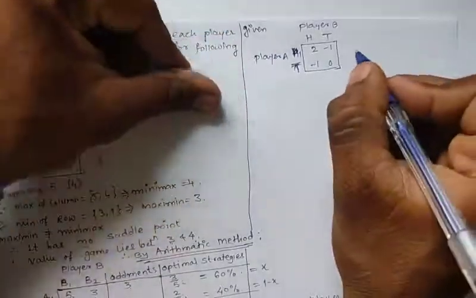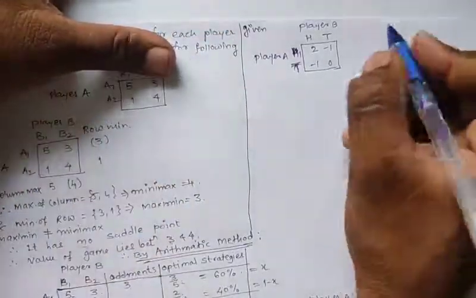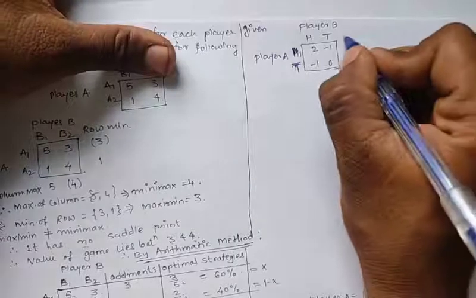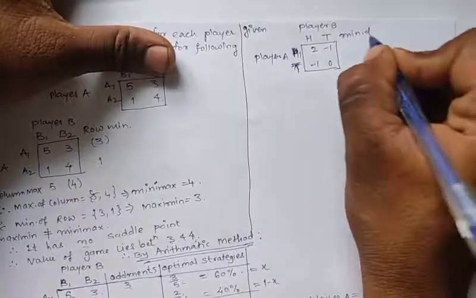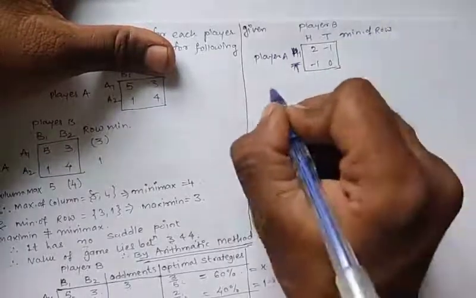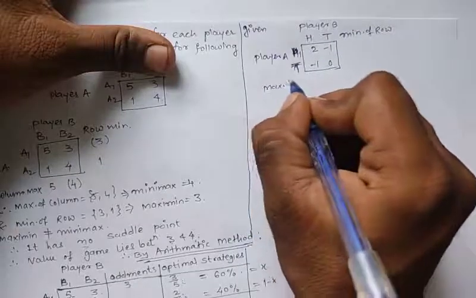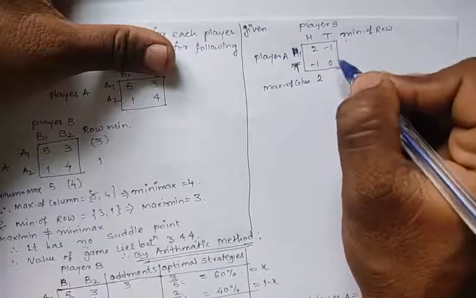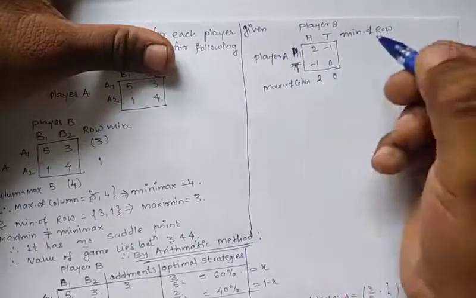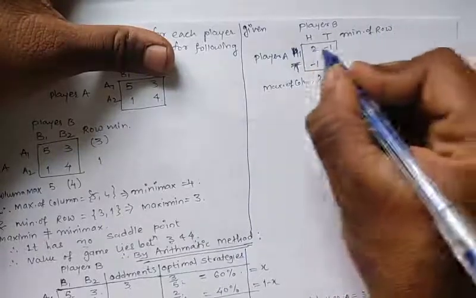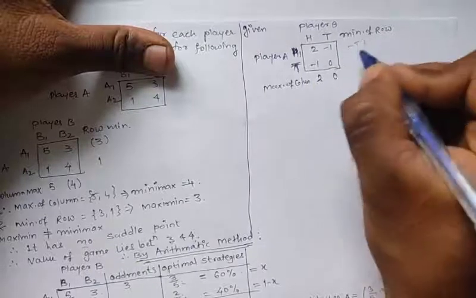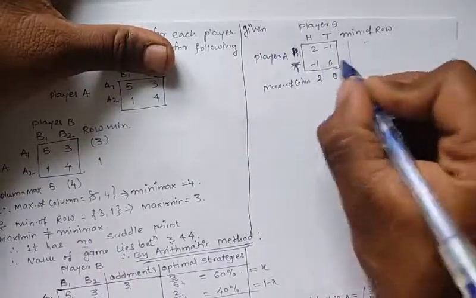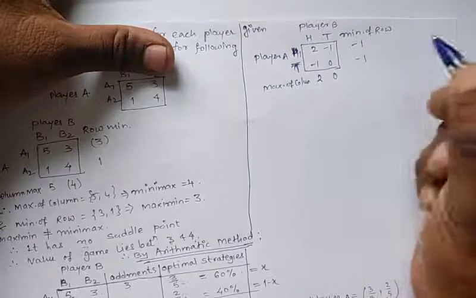First check whether the given problem has a saddle point or not. First the minimum of each row and the maximum of each column. In the columns, the maximum is 2 in the first, and in the second, between -1 and 0, the maximum is 0. In the rows, the minimum is -1, and the second row's minimum is also -1.